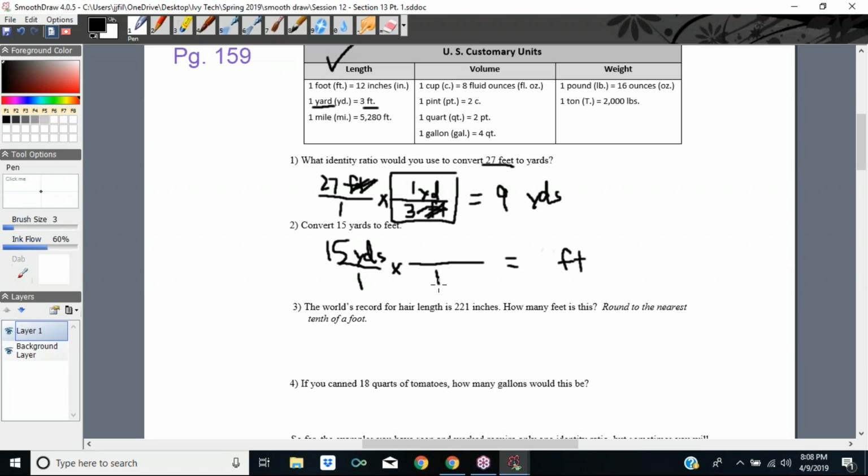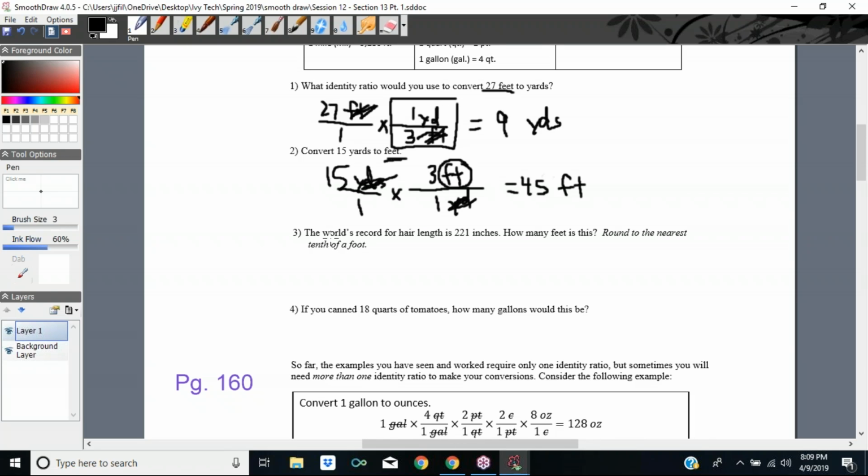It's going to be on the bottom. So 1 yard is 3 feet. So now we can see the yards cancel out. We're left with just feet, and we're going to multiply across the top. 15 times 3 is 45, and then 1 over 1 times 1 is 1, so we don't need to put that 1 in the denominator. So we have 45 feet. And that's what we were asked to find. We're converting it into feet.